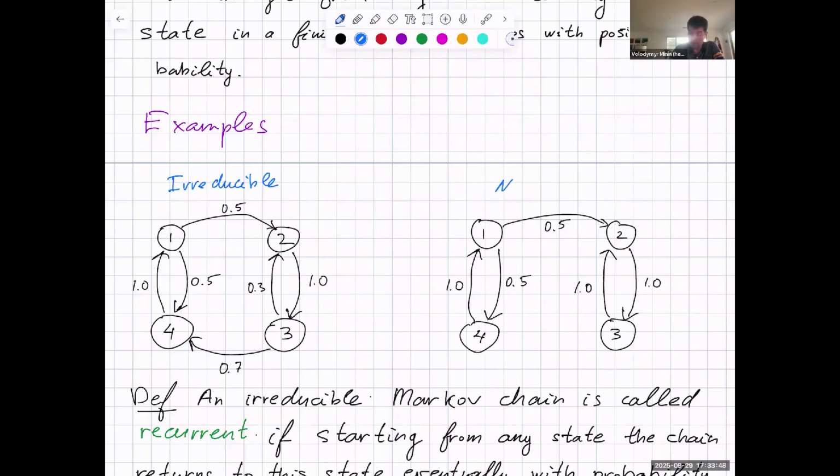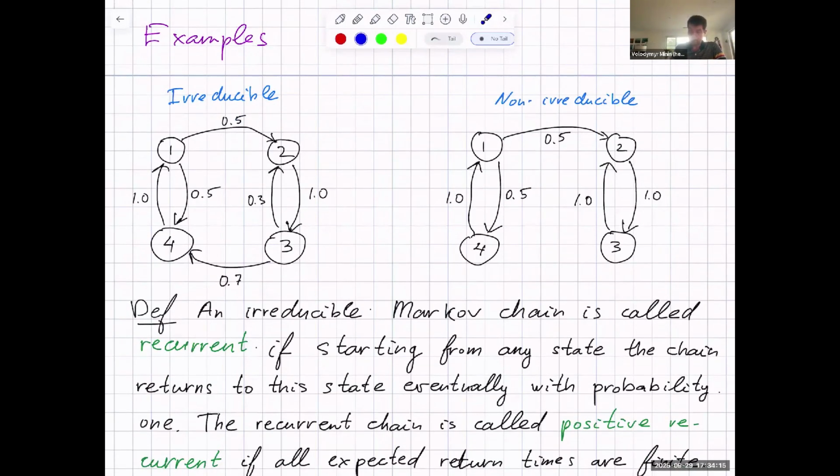In contrast, this one is not irreducible because I'm getting stuck in some of the subsets. For example, when I enter this set, I'm just going to cycle between 2, 3, 2, 3 deterministically, and that's very boring and never ends. I will never be able to go from 2 to 4, for example. That's why it's called non-irreducible. It means you can reduce it to a smaller number of Markov chains and study them separately because they don't really talk to each other that much.